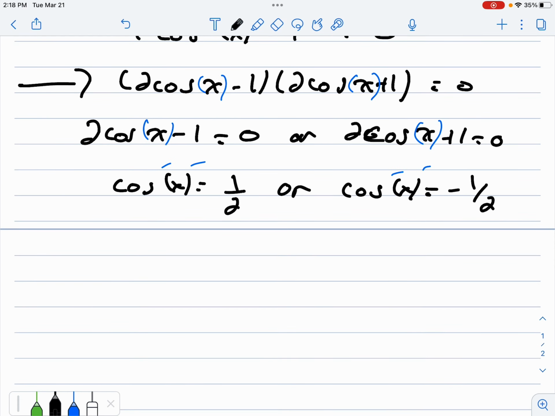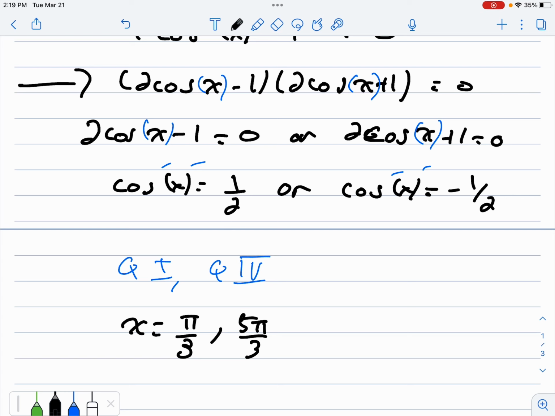So when we solve these equations, cosine x equals 1/2, I'm going to look at the unit circle and ask myself, where is cosine equal to 1/2? Well, that's in quadrants 1 and 4. And our solutions would be, when is cosine equal to 1/2 in quadrant 1? That's pi over 3. And how about in quadrant 4? 5 pi over 3.